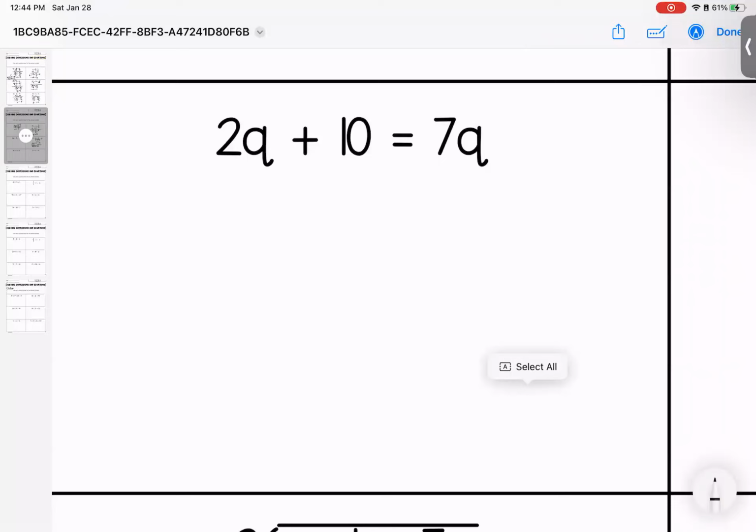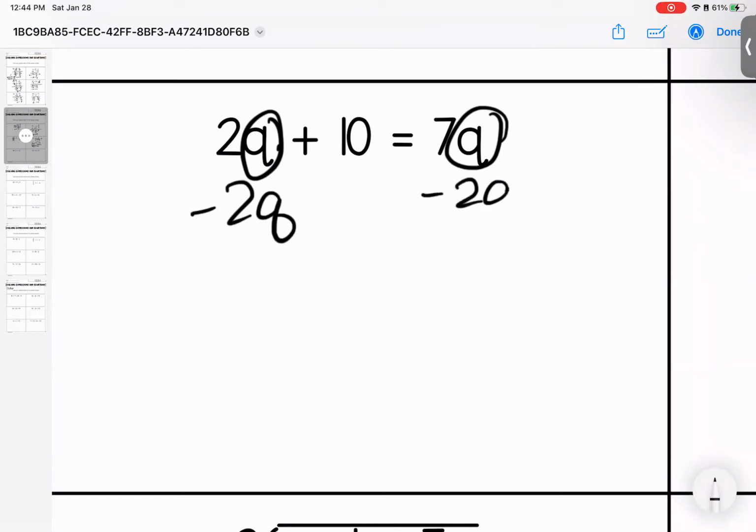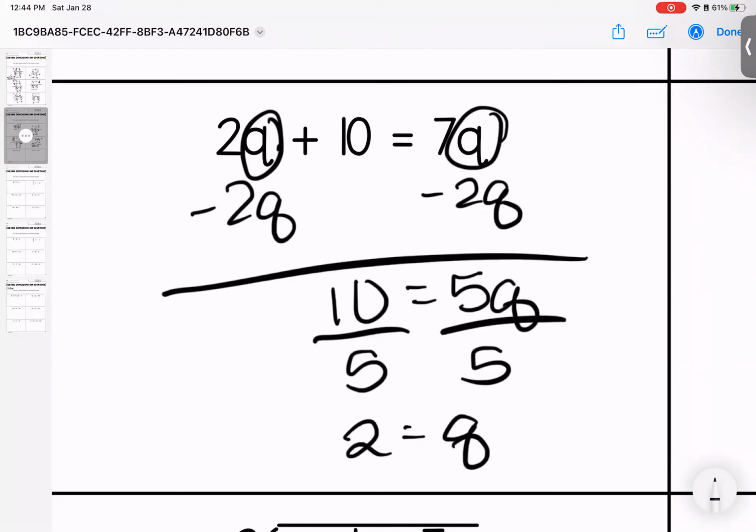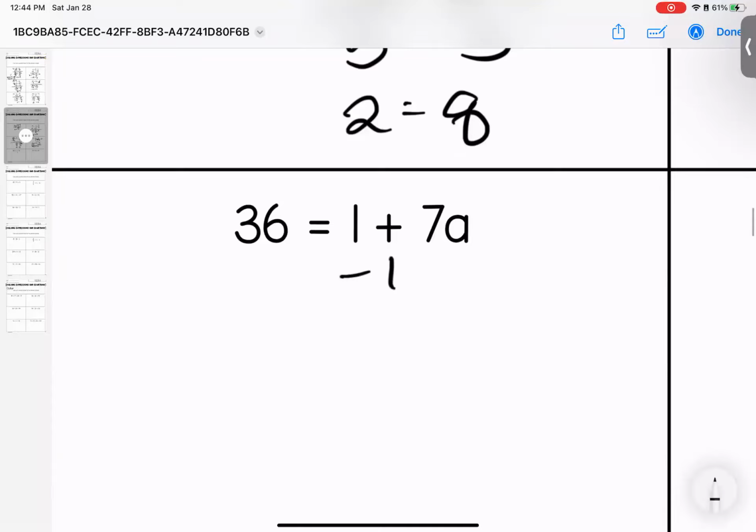Over here, this is a sticky one because this one has 2 variables. We have one here and one here. So I'm going to start with subtracting my Q to see how many I really have. So I have 10 is equal to 5Q. Sticky numbers, 2 is equal to Q. Again, I could substitute it back in and just check. Is 2 times 2 plus 10, which would be 2 times 2 is 4 plus 10 is 14, the same as 7 times 2? It is.